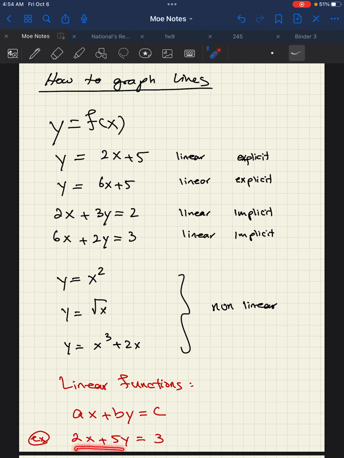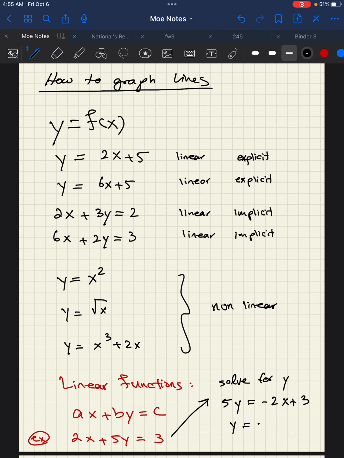So like 2x plus 5y equals 3. You can rewrite this as explicit if you wish. So for example, here you could actually solve for y. So it would be 5y equals minus 2x plus 3, if I take the 2x to the other side. And then we just divide by 5. So y is equal, everything will be divided by 5. Negative 2 over 5 x plus 3 over 5.